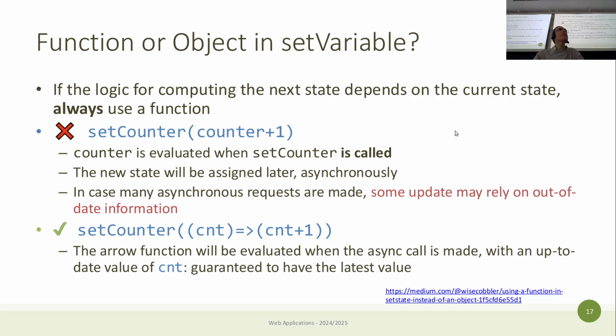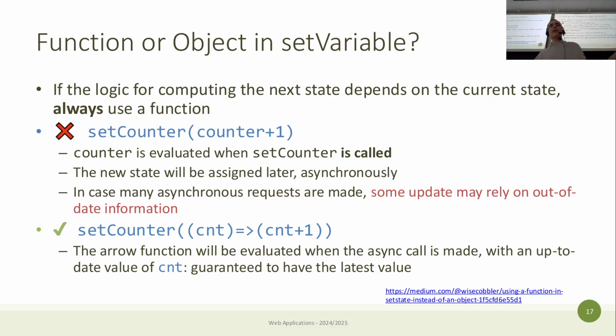So should we use functions or should we use objects, arrays, numbers, strings, and so on in the set of the state? Well, if the logic for computing the new state depends on the current state, you are required to use a function as the way of updating the state. Otherwise, you risk incurring errors, problems, and so on. Let's see the example. The counter is the easiest example that we can do. If you have a counter, you have a current value, you have a new value that you can immediately compute. It's so easy, plus 1, right?